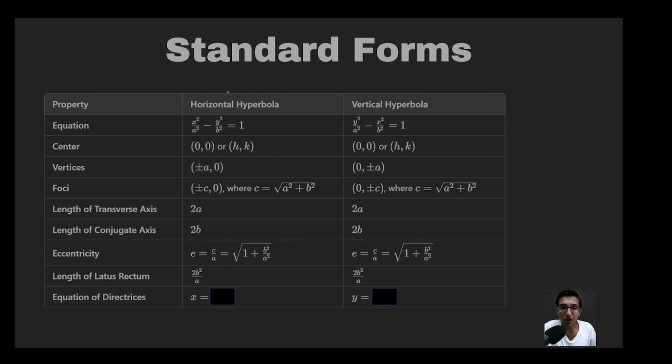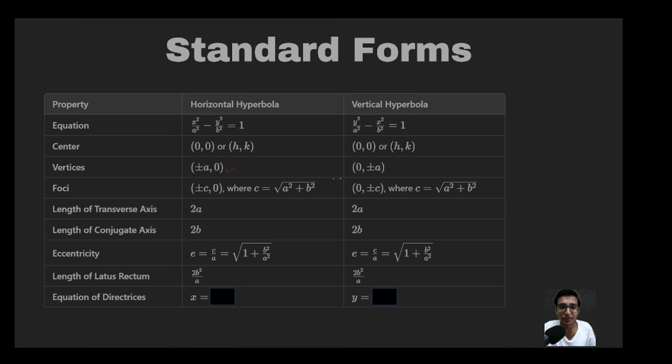Now let us look at all the standard values just so that you remember all these things. Horizontal hyperbola is written as x square by a square minus y square by b square is equals to 1, and vertical is written as y square by a square minus x square by b square equals to 1. Center is the same at 0 comma 0 for standard form. For h comma k, the equation would be just a little bit different as we had studied in ellipse, which would become x minus h whole square by a square minus y minus k whole square by b square. We will look into that as well in the later slides.